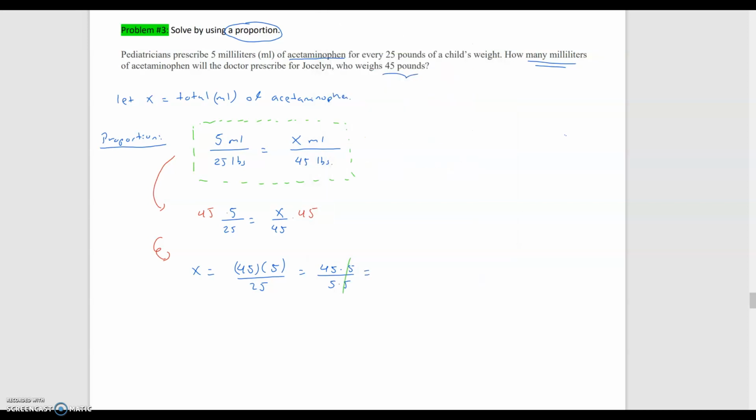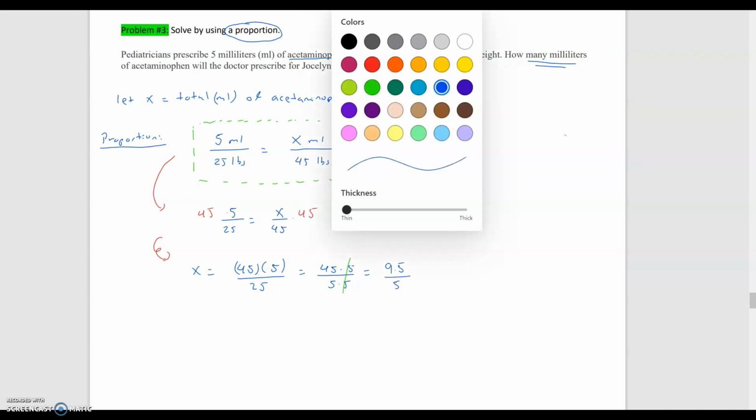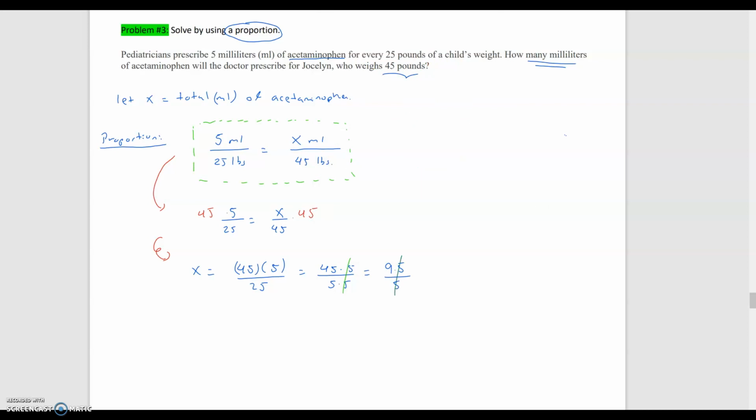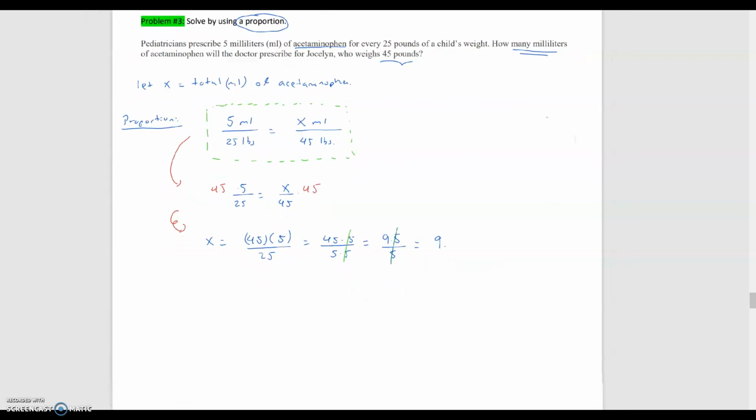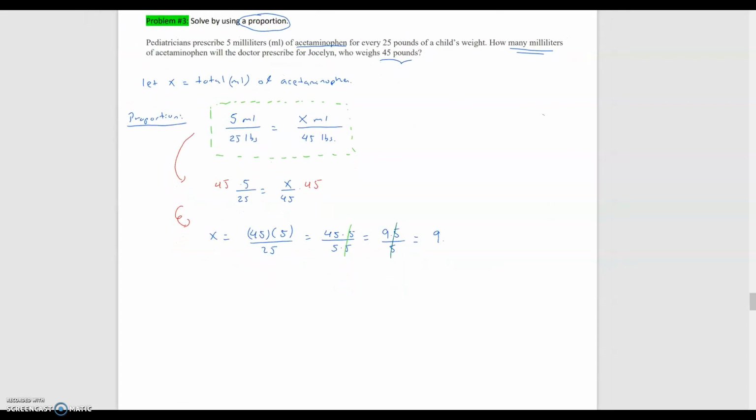And we can go further. So 9 times 5 will be the 45 over 5. And we can cancel the additional 5s. So we end up with 9. Let me take another look. And in this case, I don't see any problems here. So in this case, x is equal to 9.